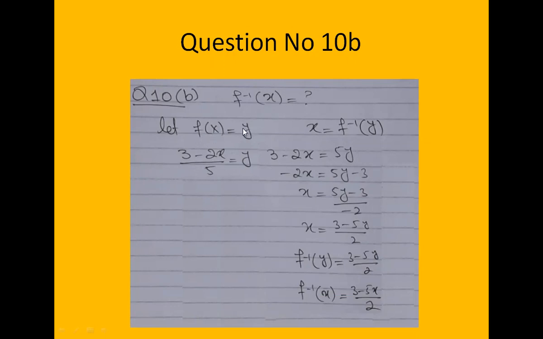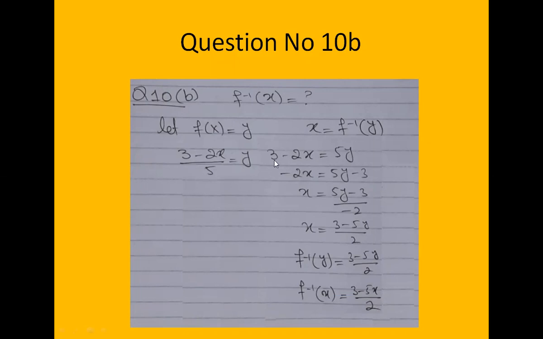y. So if this f will go on the other side, it will become inverse. So x is equals to f inverse of y. This is the main sentence which you have to write. Remember that. So then suppose f of x equals to y. In the place of f of x, put the value of the f of x, and that value was 3 minus 2x, the whole thing divided by 5 equals to y.